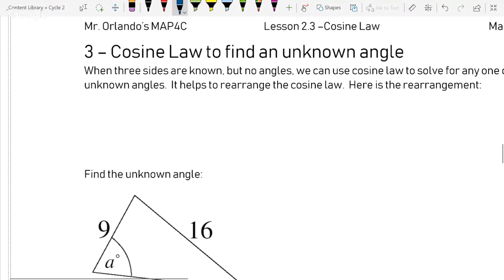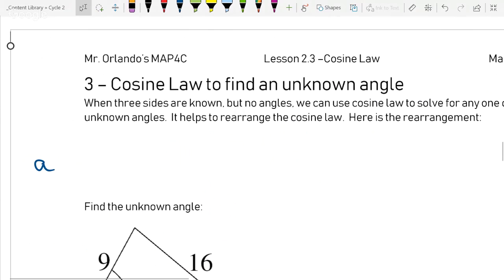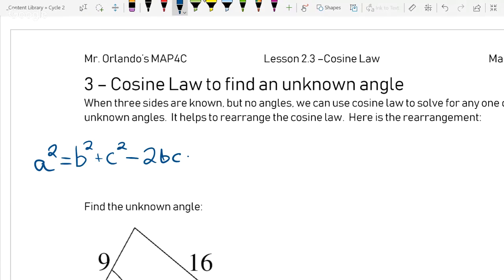So if we remember, if I was looking for side a in a triangle ABC, it would be a squared equals b squared plus c squared minus 2bc and the cosine of A. Okay, now if I wanted to find the angle instead, what do I want to get by itself?